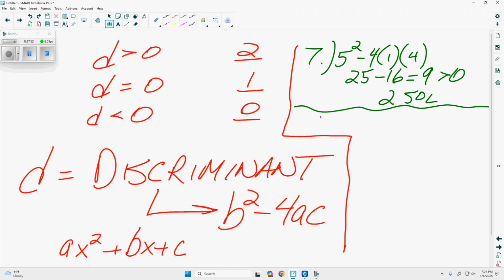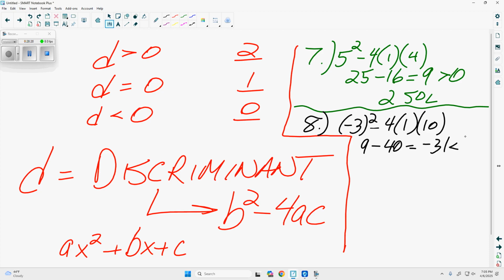Number 8, let's try number 8 together. I'm going to do b squared, got to put it in parentheses, minus 4, a is 1, c is 10, and that's it. It's b squared minus 4ac. So that's going to be 9 minus 40, and that equals negative 31. Well, that is definitely less than 0. So it's 0 solutions. Huh, how about that?